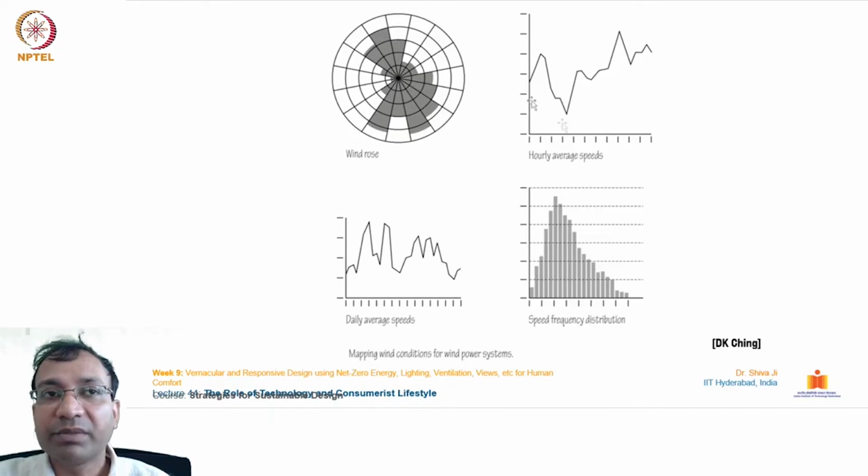Further, we have the hourly average speeds, at what hour of the day how much wind is observed, then daily average speeds, and then a daily frequency distribution. These charts are helpful in understanding what kind of wind patterns and wind movements exist on any given site location, and accordingly we can design our buildings. We can choose the location of the doors, windows and other openings, and strategize depending upon the requirement. Do we want cross ventilation, or do we not want cross ventilation, and things like that.